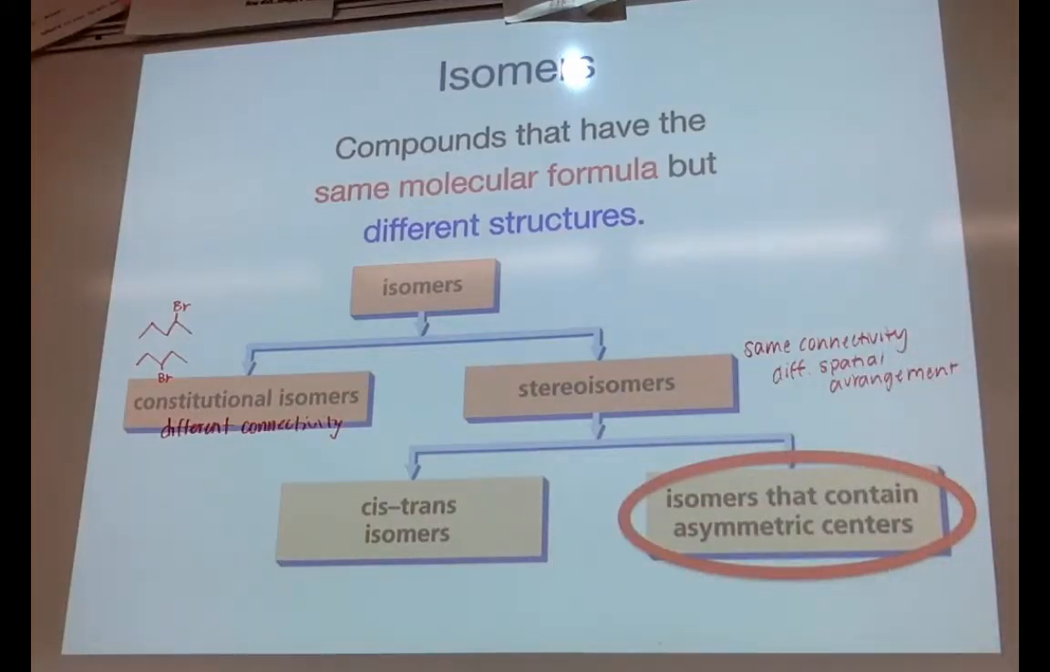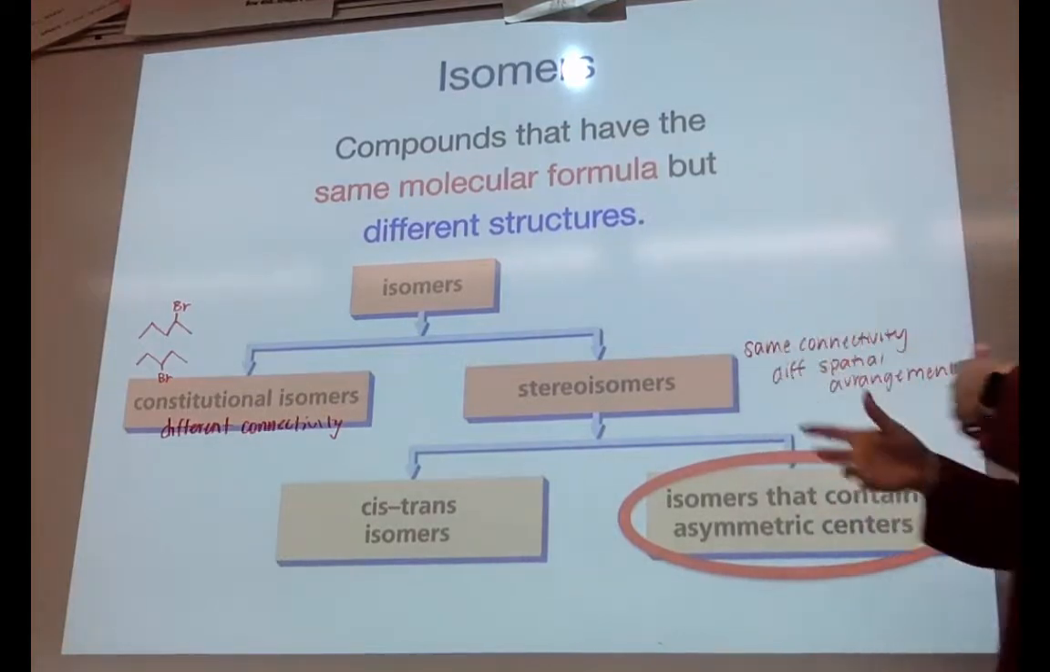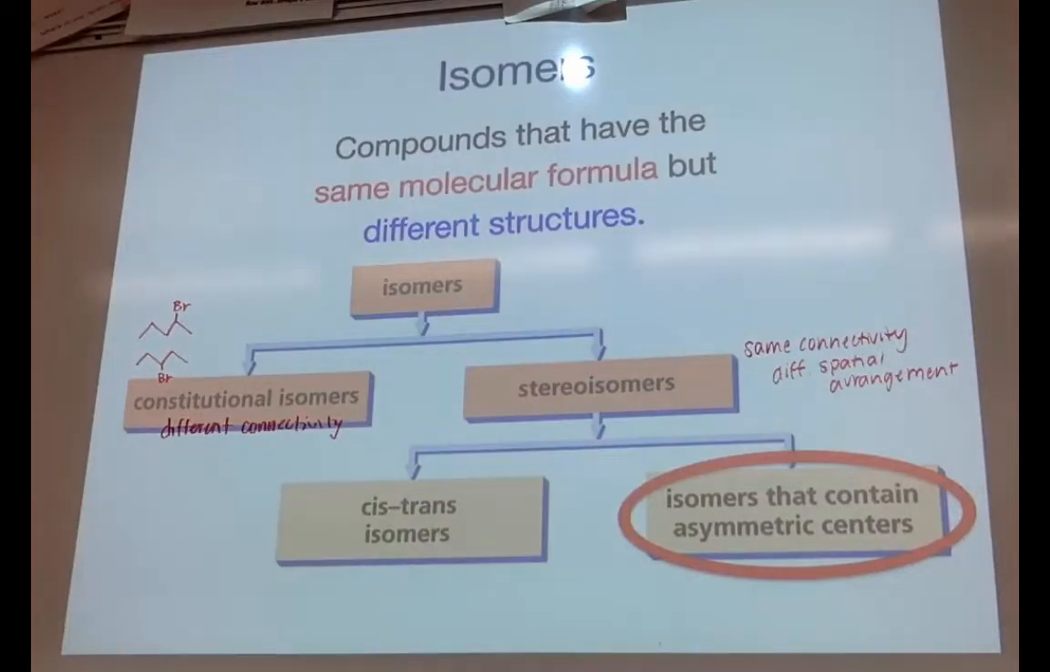Cis was when you had the substituents on the same side of the ring. Trans, they were on opposite sides of the ring. So for cis-trans isomers, the atoms are connected in the same way, it's just they're arranged differently in space. Another type of stereoisomer are isomers that have asymmetric centers or chiral centers. So we'll look at chiral molecules a little bit as well.